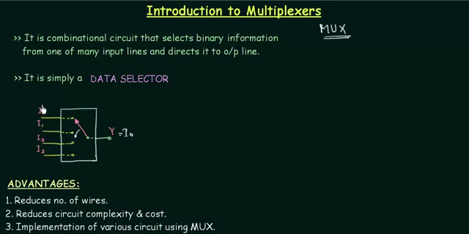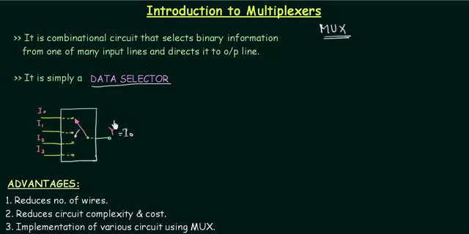You already know that these input lines carry data, the information of some activity, and by moving this dialer we can have a particular line carrying particular information selected as the output Y. So why not call it simply a data selector, because it is selecting data.